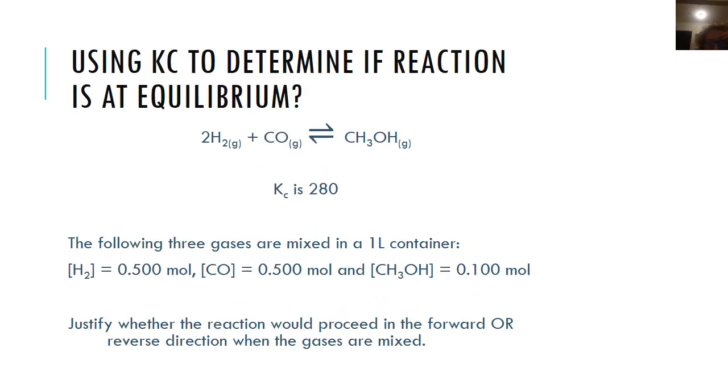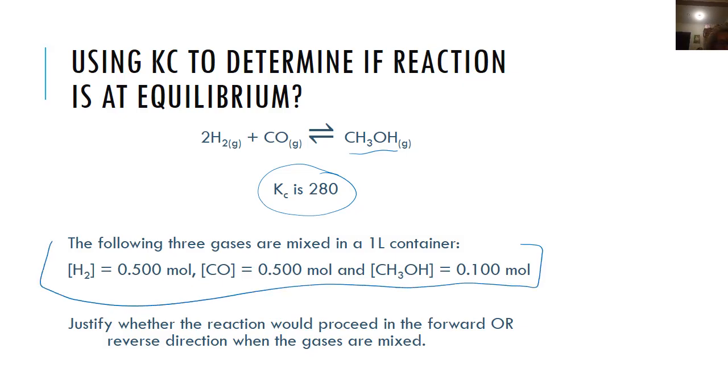We can also use Kc to compare with some given concentrations as to whether the reaction actually is at equilibrium or not. So here is a potential question. I've got a reaction of hydrogen reacting with carbon monoxide to make methanol, and our Kc is 280, which means it's favouring the products. Now here are my given concentrations. They're actually moles, but if they're gases and they're in 1 litre container, then it's just divide those by 1 to get moles per litre. So we need to justify whether the reaction would proceed forward or reverse when the gases are mixed, which is basically asking, is it at equilibrium? And if the number I get out is less than Kc, it'll go forward. If it is greater than Kc, it'll go backwards.